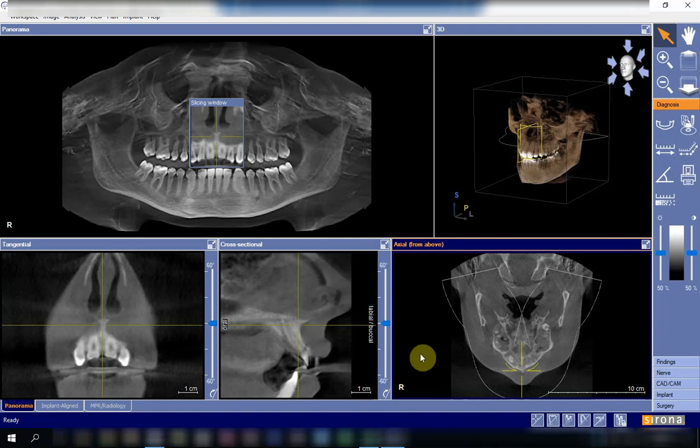Welcome again, everybody, to a new session of the radiographic interpretation of 3D. And in this session, we're going to talk about the radiographic interpretation of the condyle of the TMJ, which is the mandibular condyle, one of the important components in the temporomandibular joint complex.